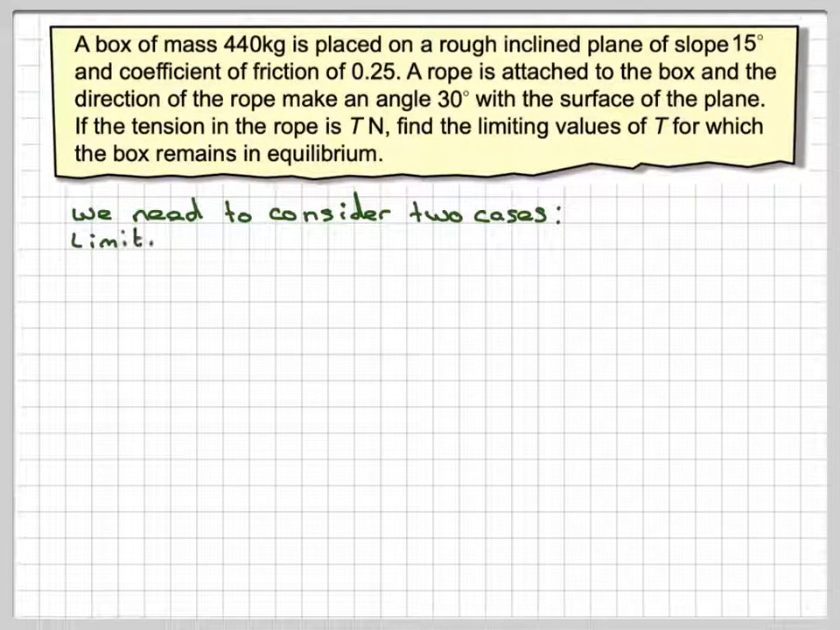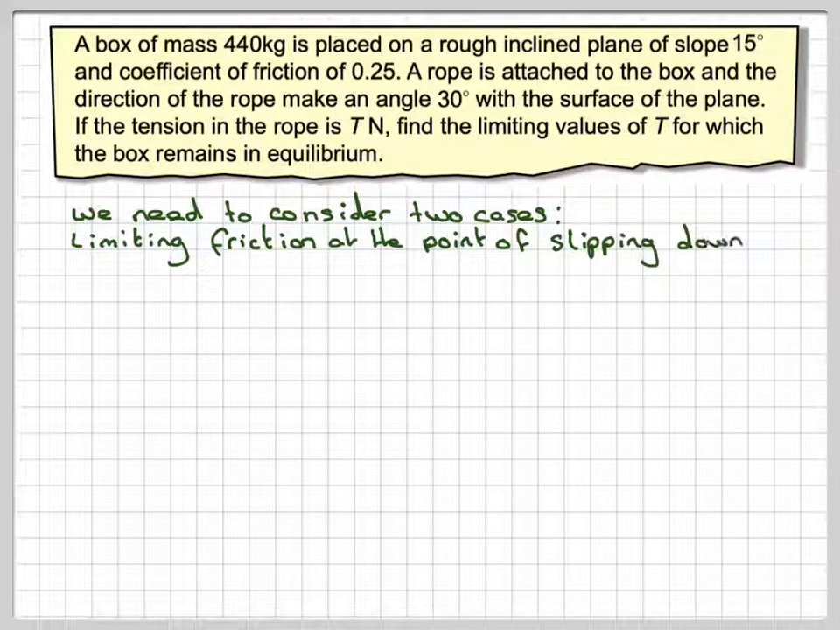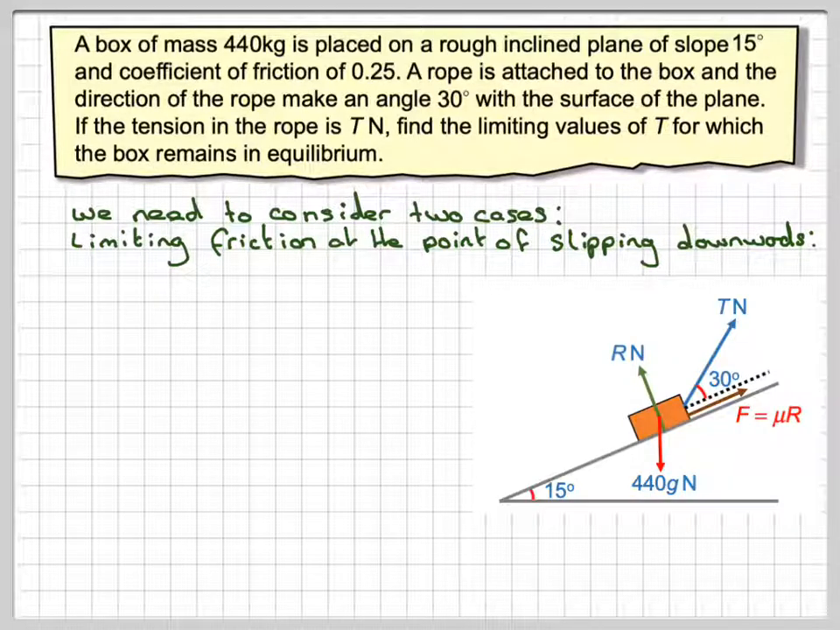Case 1 is when the limiting friction is at the point of slipping downwards. So if we draw a diagram here, as the box is going to slip downwards, the limiting friction F, equal to mu R, will be acting in this direction. Here we have our rope attached at 30 degrees and our slope at 15 degrees. Our weight acts downwards, 440 g newtons, and our normal reaction R is perpendicular to the slope.